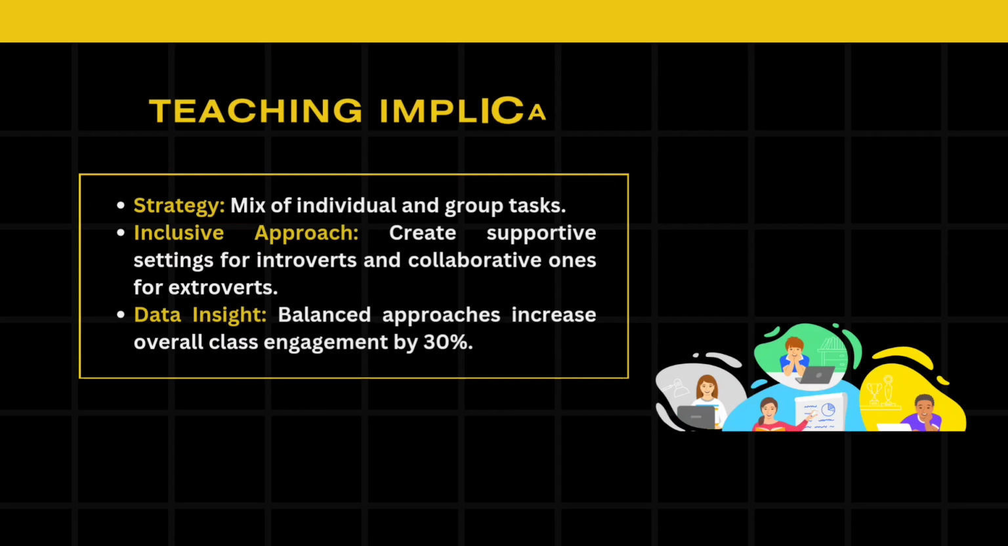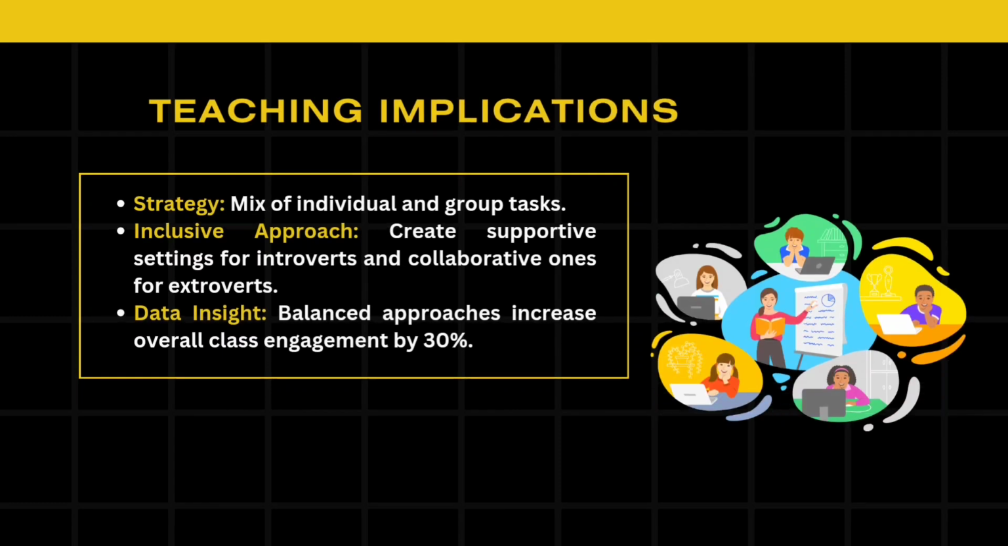Next, teaching implication. These findings highlight the need for a balanced approach. By mixing individual and group activities, teachers can create a more inclusive environment. Research indicates that a balanced approach improves overall class engagement by around 30%.